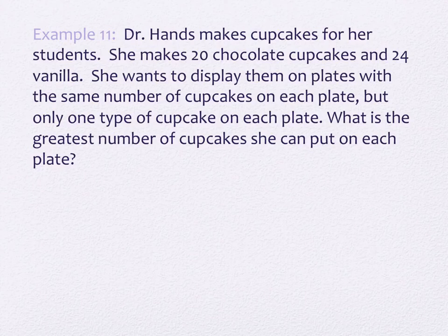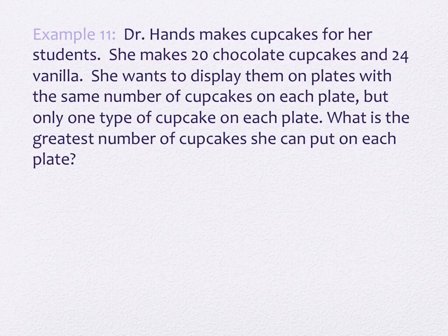Okay? But there's some conditions, and there's one of two ways to do the conditions. One of the ways is the way I've outlined here. Only one type of cupcake on each plate. That isolates the cupcake, so I need a number that will divide evenly into my chocolate cupcakes and a number that divides evenly into my vanilla cupcakes, right? That's why they would need to be on separate plates.